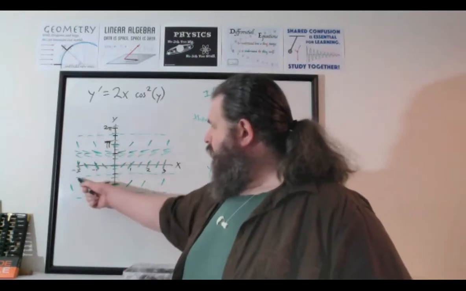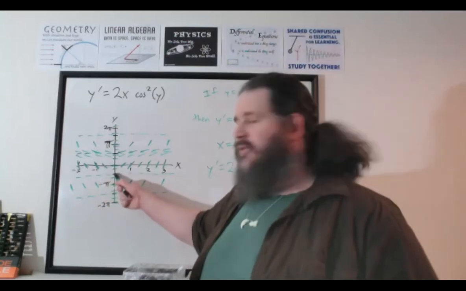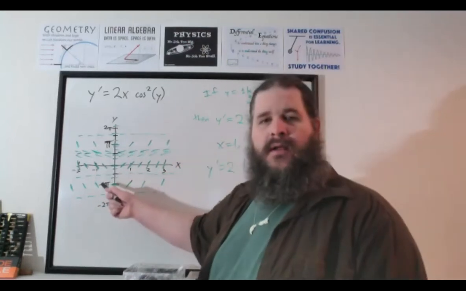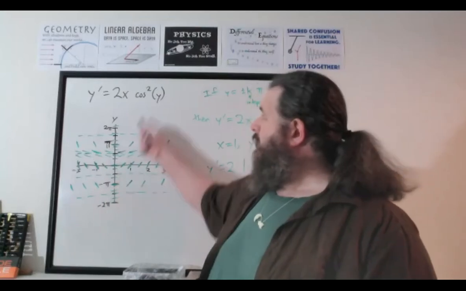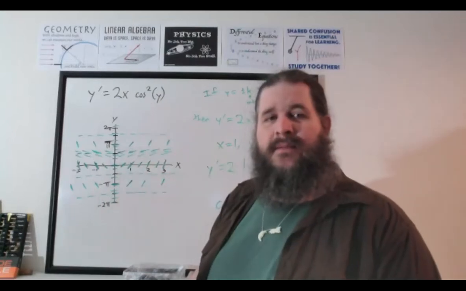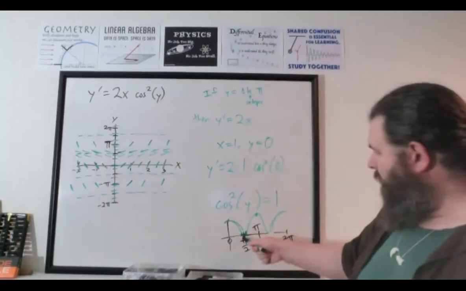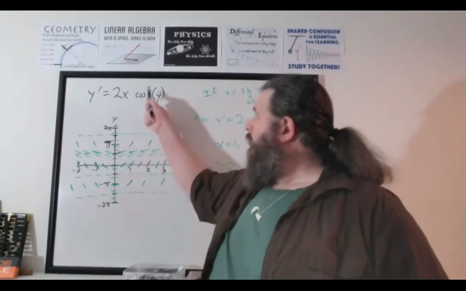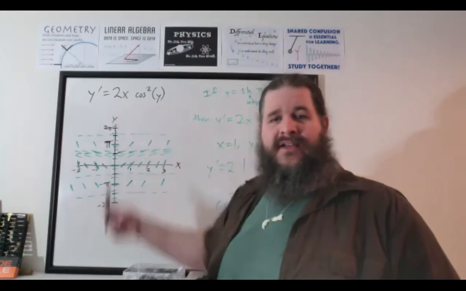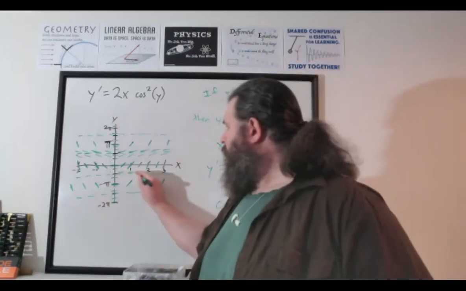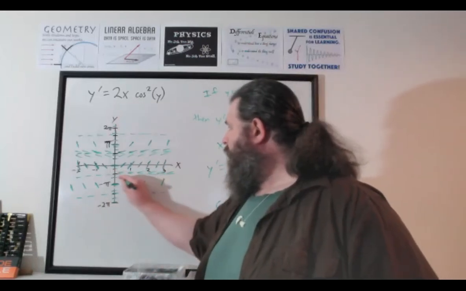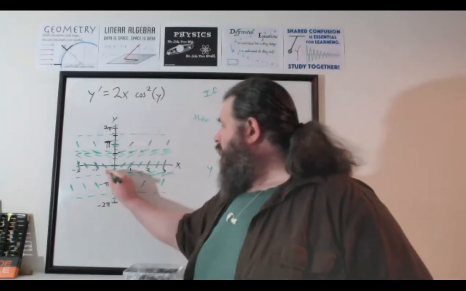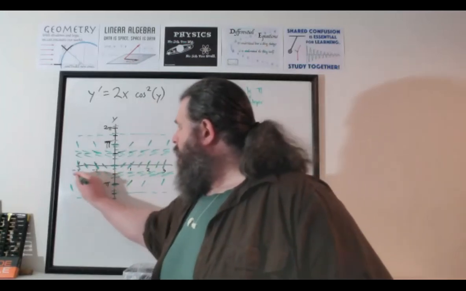And then same thing with this horizontal. If we're exactly at this y value, the slope will be 0, because cosine squared of negative pi over 2 would be 0. But if we're just close to this y value, cosine squared y will be a little bit above 0, a little bit above 0 on either side. So we'll have a tiny positive number times a positive x value, which will be a tiny positive slope. A tiny positive times a negative x value will be a weak negative slope.